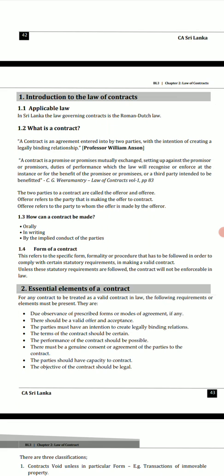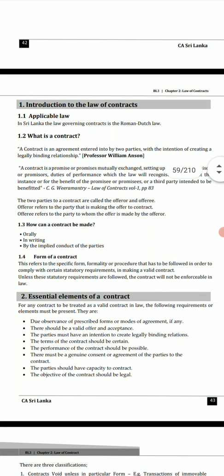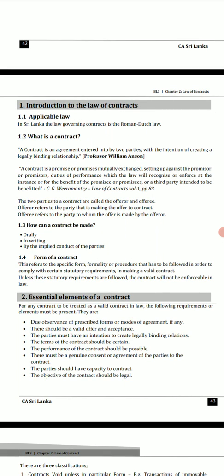There's a question. Like I said before, the governing contract law in Sri Lanka is Roman Dutch law, but there are bits and pieces of common law mixed in, because common law comes from case laws, like I said before in other videos. This is the actual deal.